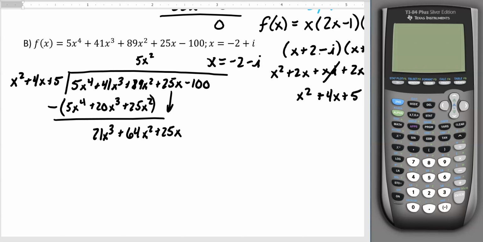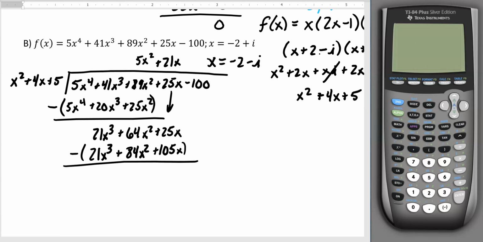x squared times what gives me 21x to the third? 21x. So 21x times x squared would be 21x to the third. 21 times 4 would be plus, wouldn't that be 84? And then 21 times 5 would be what, 105? Wow. So let's subtract this, see what we're left with. We'd get negative 20x squared minus 80x, and then bring down my negative 100.